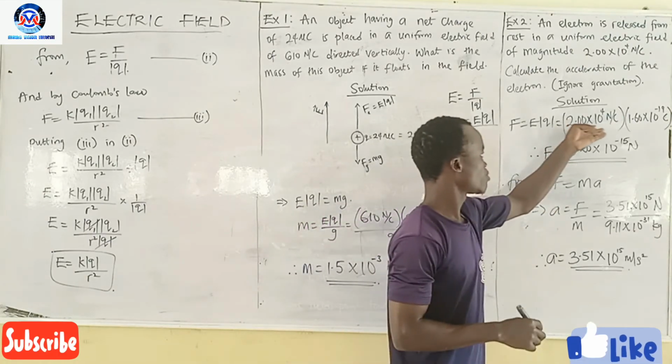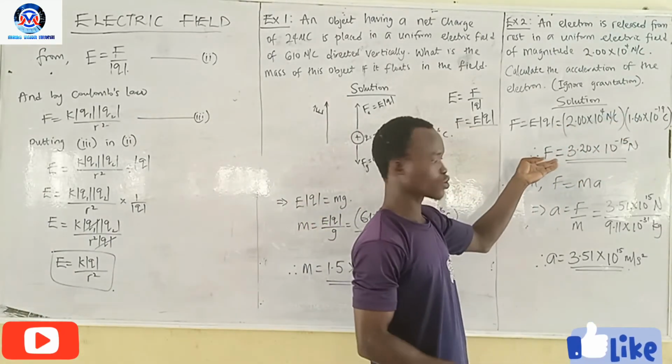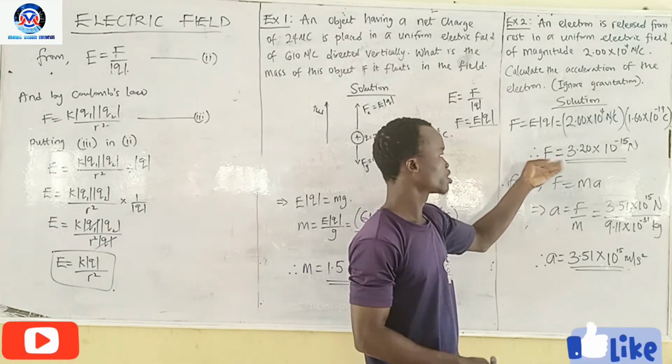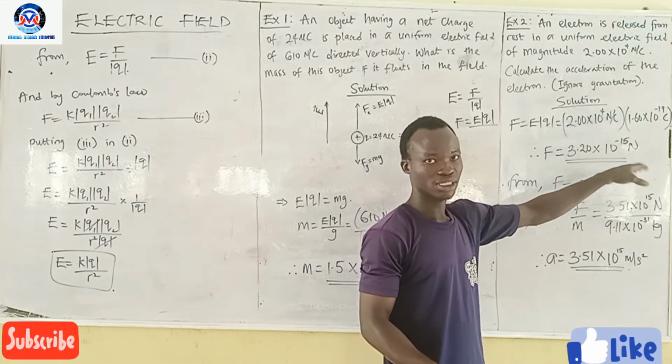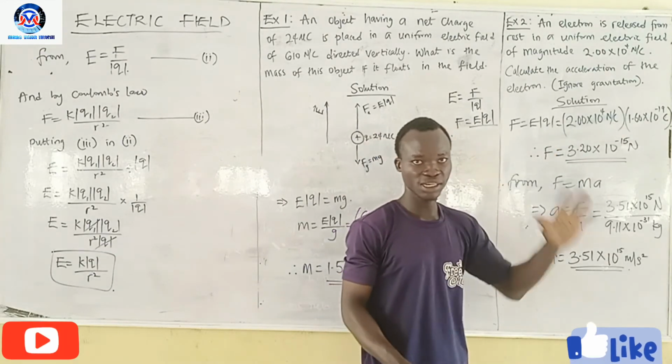So now, by multiplying these two together, we have that the force on the electron in the field is 3.20 times 10 to the power minus 15 Newton. That is the force on the electron in the field.